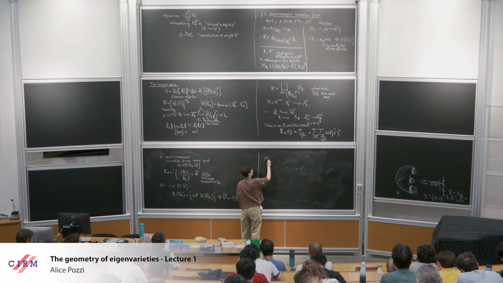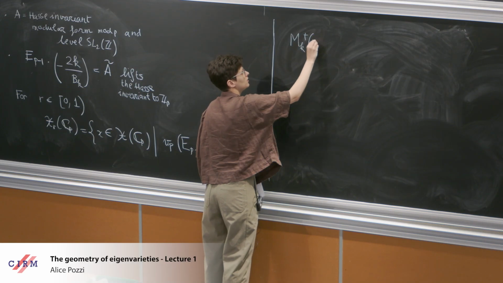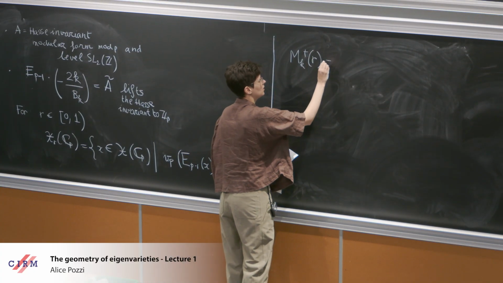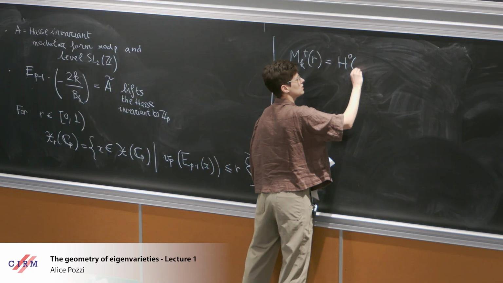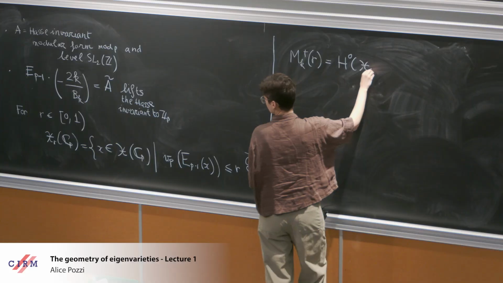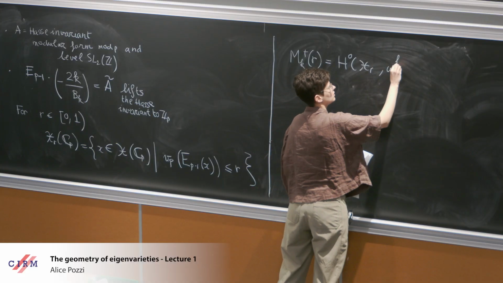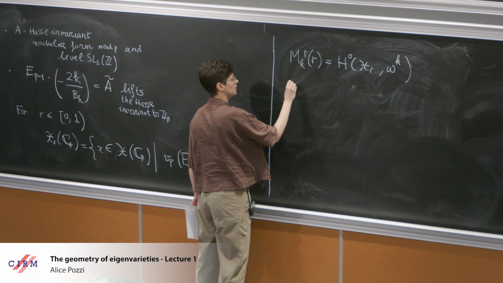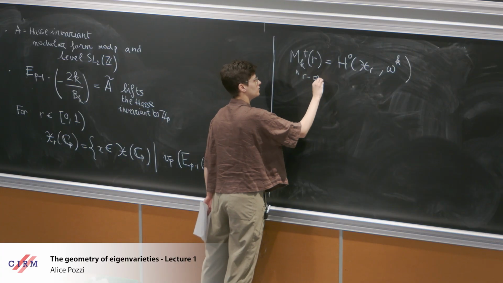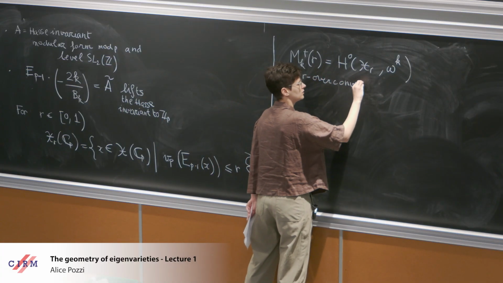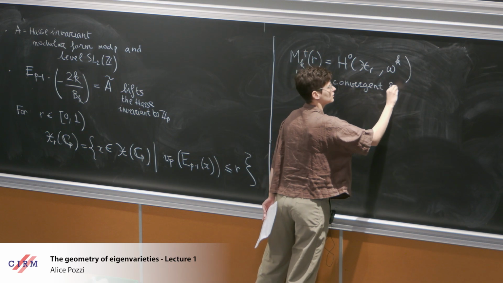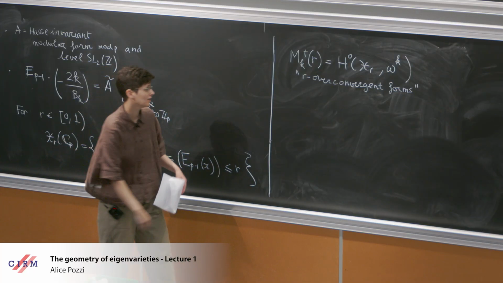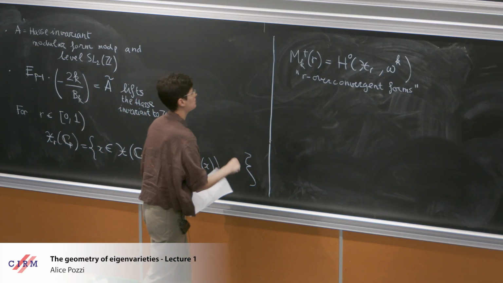And so in general, I'm going to define the r-over-convergent forms to be taking sections of this X_r of omega to the k, and these are, by definition, what I call r-over-convergent forms. So that if r equals 0, they don't over-converge at all. They're just convergent. And in general, they'll converge a little deeper inside the disk.